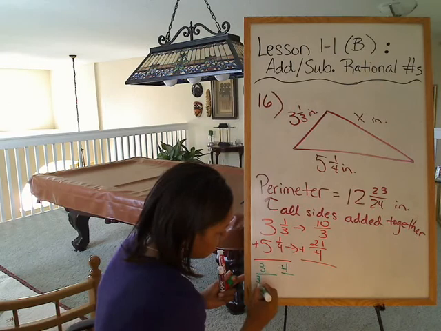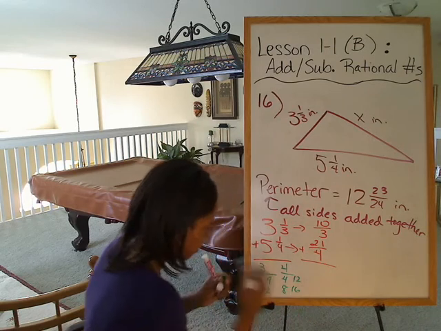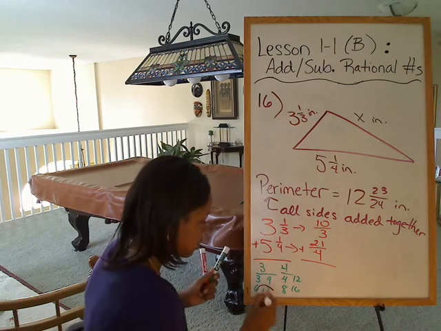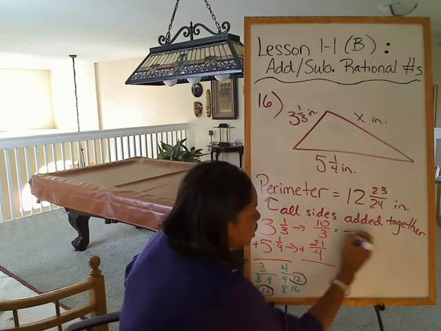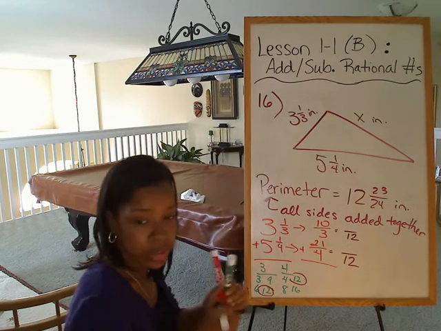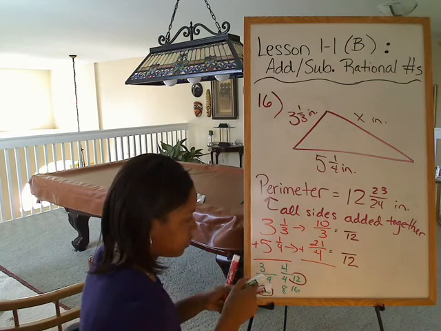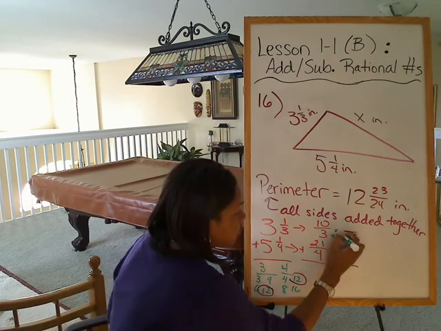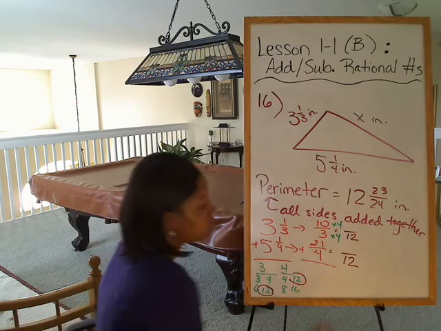So 3 and 4 are my denominators. So we get 3, 6, 9, 12. You have 4, 8, 12, 16. We already found one. It's going to be 12. So 12 is my new denominator. That's my common denominator. And how did I get from 3 to 12? I multiplied by 4, so I have to multiply the 10 by 4. 10 times 4 is 40.